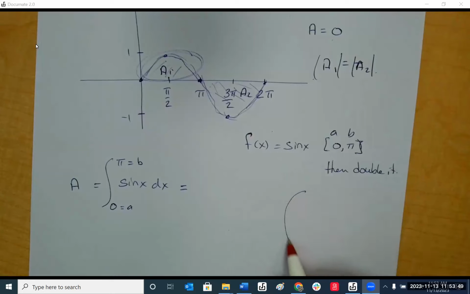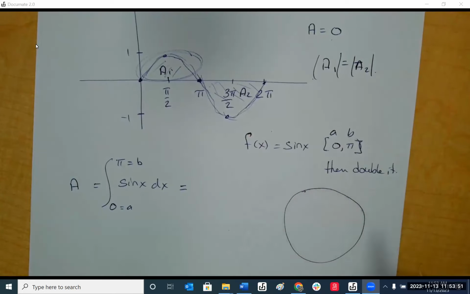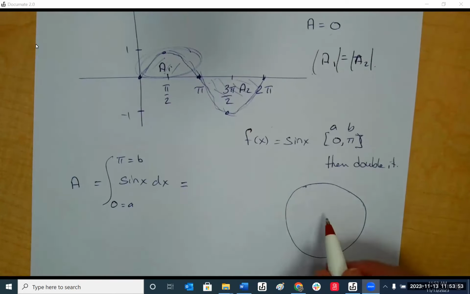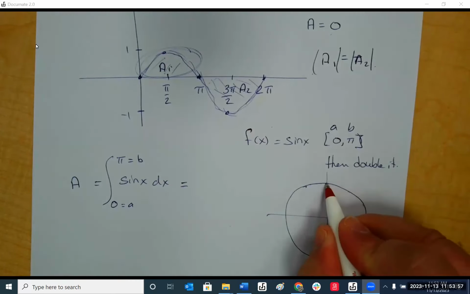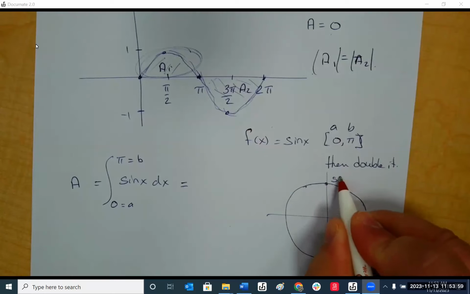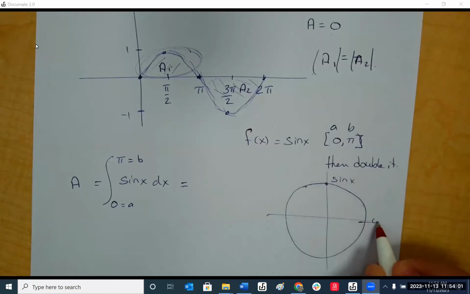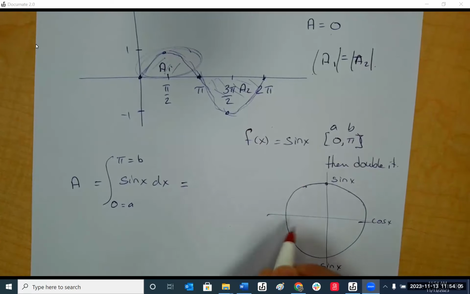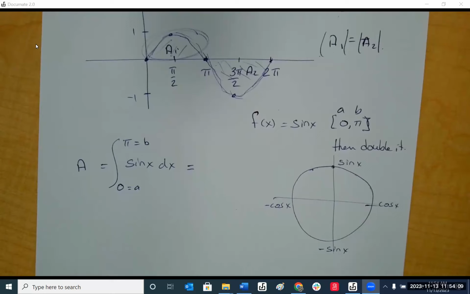Remember our unit circle? Where this one is sine, this one is cosine, this one is negative sine, this one is negative cosine. Remember when we learned derivatives this way?